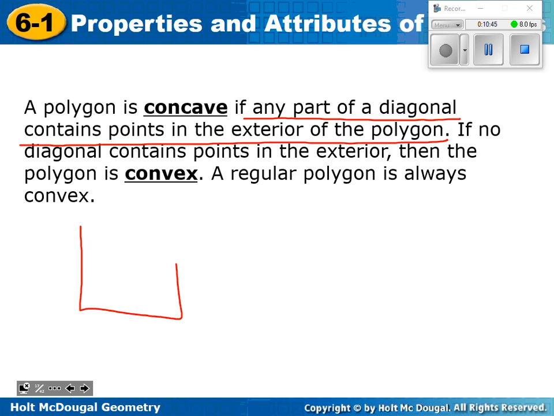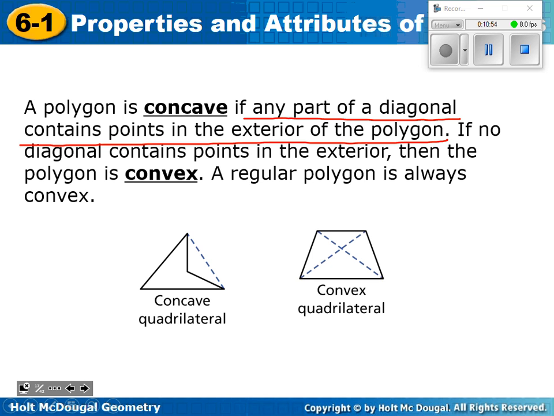I'm going to draw a picture here. Okay, so if I look at this picture, if I were to draw in all diagonals, here's one diagonal, but here's the other diagonal. Notice that that diagonal has at least part of it, all of it in this case, outside the shape. So if any part of your diagonal is outside the shape, then we say it's concave. Over here, if I draw in all the diagonals, they're all inside the shape, so we say it's convex. Convex, no diagonal contains points in the exterior.